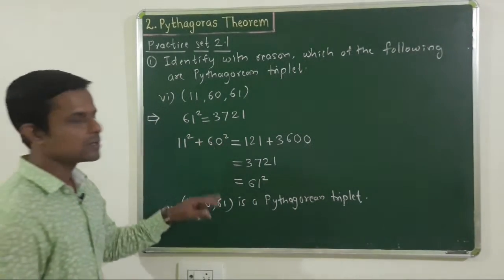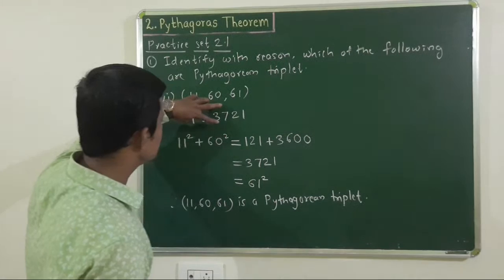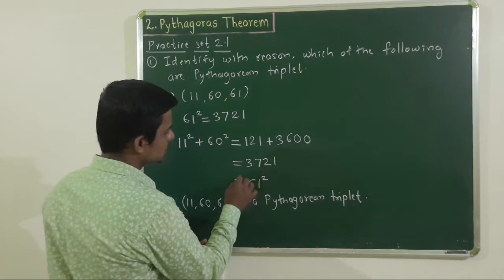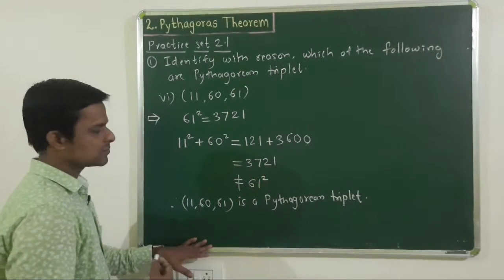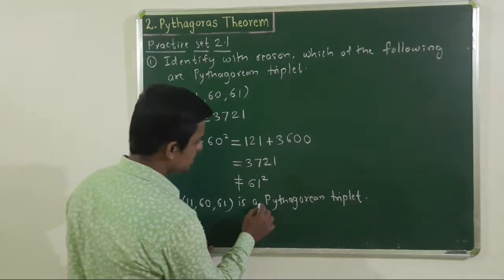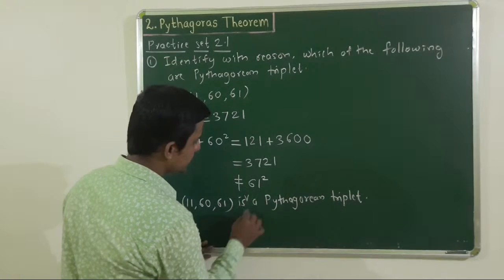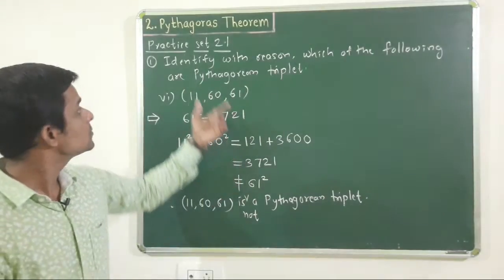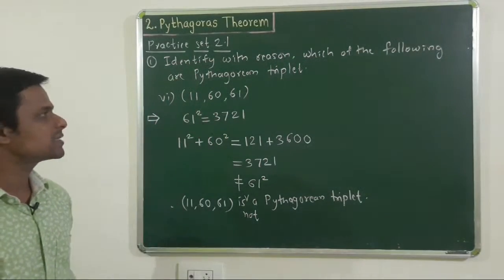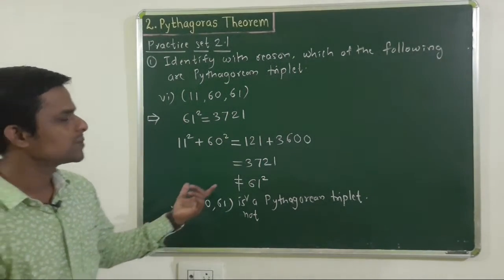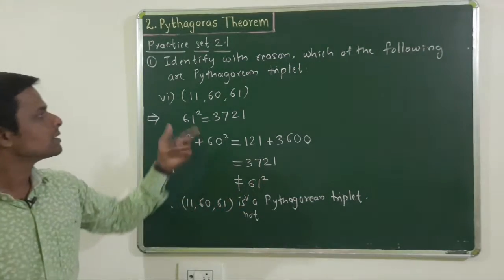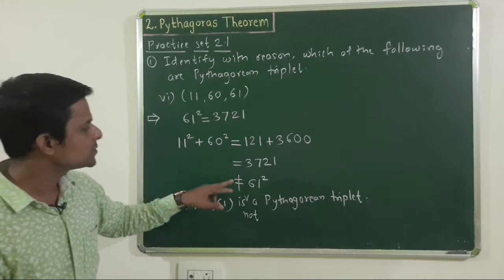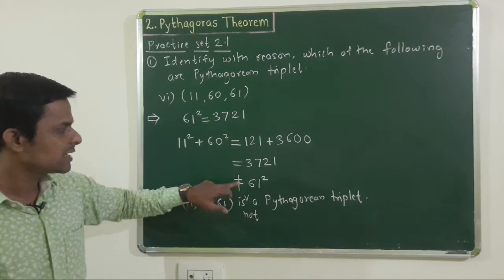If it is not equal, suppose this sum is not equal to the bigger number's square, then it will be like this. It is not equal to 61 square. Hence the answer will be: it is not a Pythagorean triplet. We have to check whether it is a Pythagorean triplet or not. It is not compulsory that it will be a Pythagorean triplet. Now here it is a Pythagorean triplet, but if it is not equal, then we have to change that answer like this.